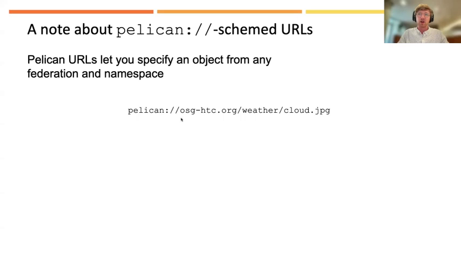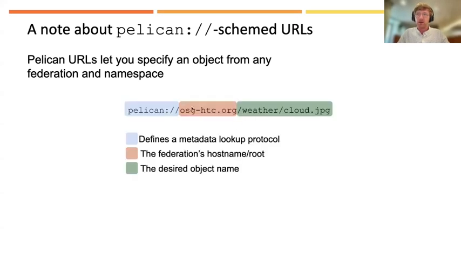After the scheme is the host name, and we'll talk a little bit about what these other parts of the Pelican URL do. As I said, pelican:// defines a metadata lookup protocol that tells Pelican clients how to speak to a federation. The host name of the URL is the federation's host name, or the root. So if I were to ask you what is the host name or the root of the OSDF, it would be osg-htc.org. And that's essentially the place that we go to look up some metadata so that we can get a list of all the other services that are a part of our federation. It's the service discovery endpoint of a federation.